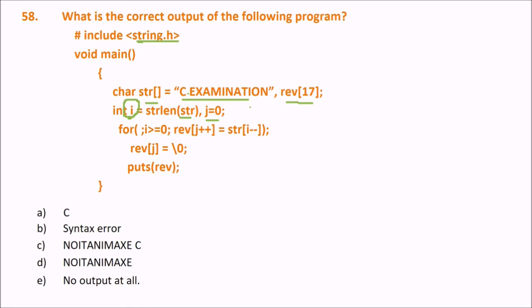We take this array rev j plus plus, that is 0, and we start from here, and str minus minus. So str minus minus means this, we assign i minus minus to j plus plus. And finally, we give the null character to the end. So we are actually transferring these values, the character values of the string, to rev. That is reverse, you can say. So what is the answer here?